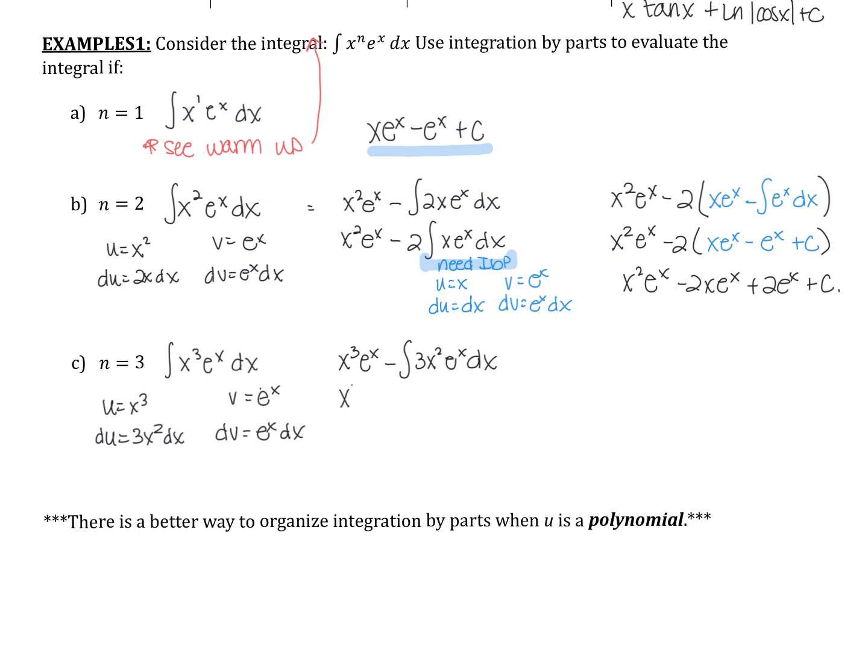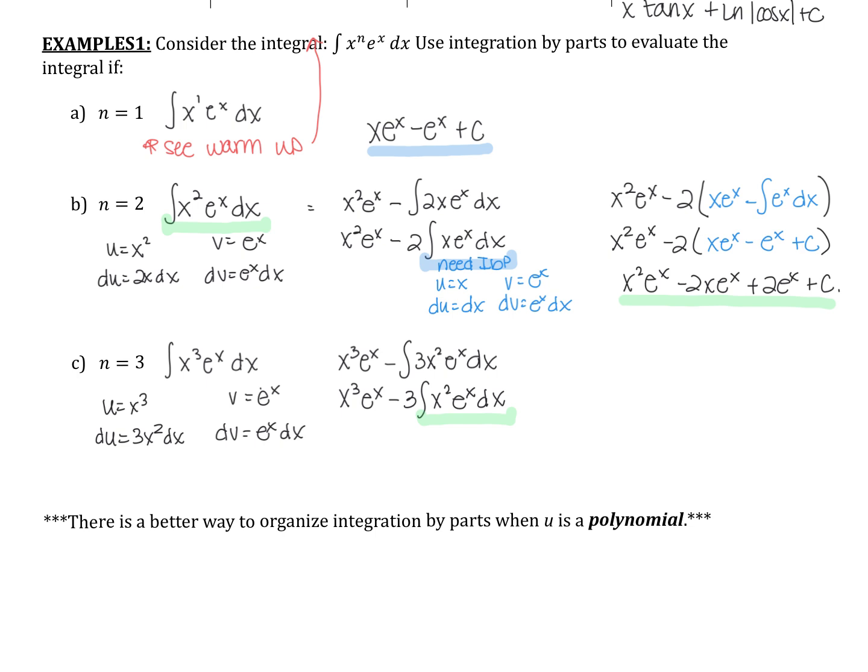And we'll clean that up just a little bit. 3x cubed e to the x minus 3 times the integral of x squared e to the x dx. What does that look like? Hopefully, what you notice is that this integral right here was the integral we just had up here, which means the result of it is here.